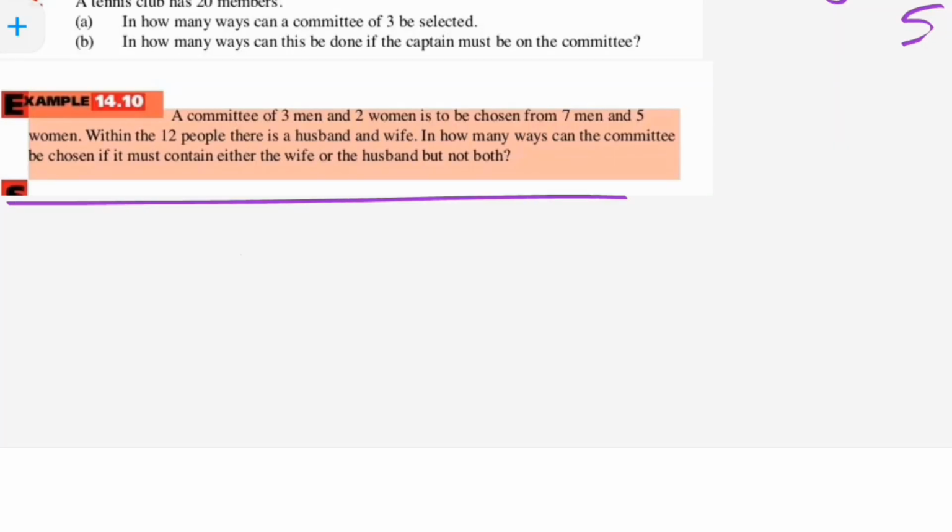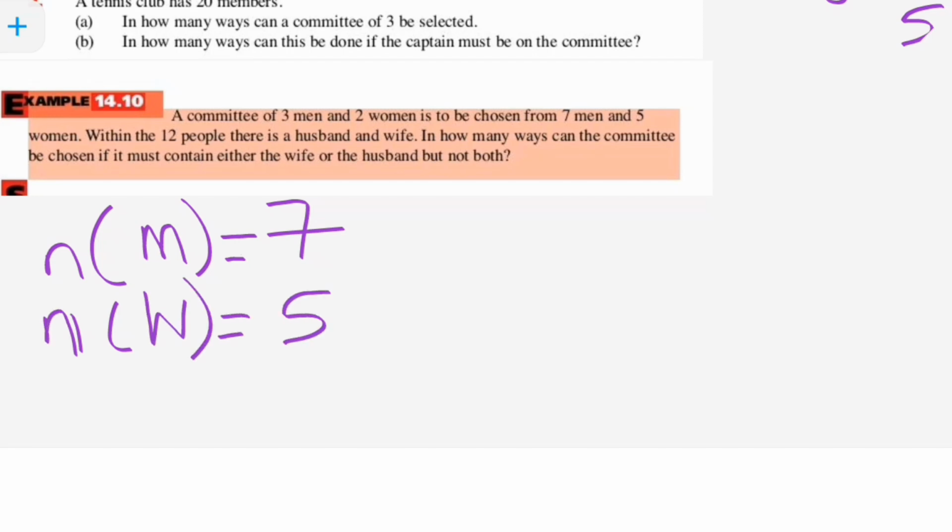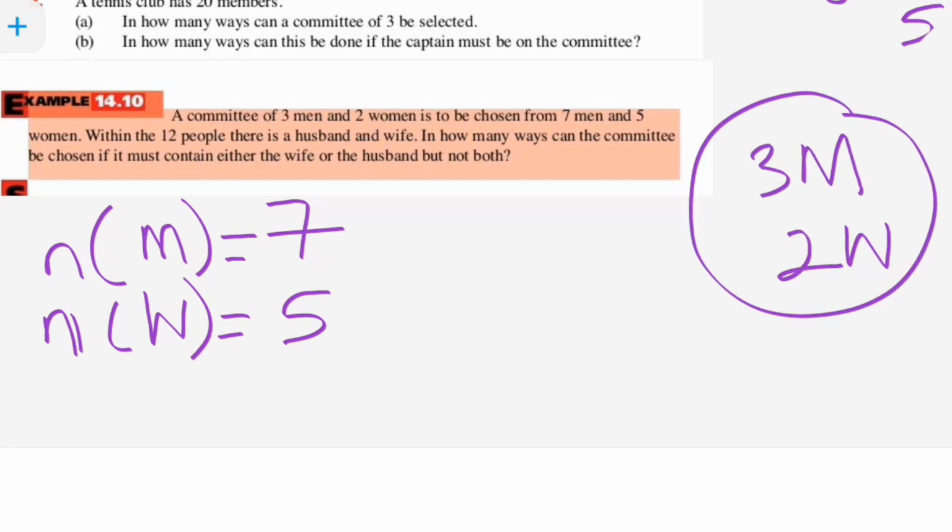Then we also have a very important question here. We are told that a committee of 3 men and 2 women is to be chosen from 7 men and 5 women. So let's check the number of men we have first. The number of men, NM, in set M is 7. The number of women is 5. But what you actually want in the committee is 3 men and 2 women. These are our targets.